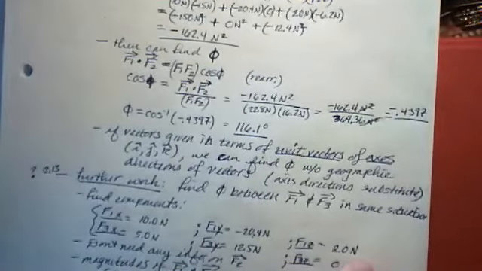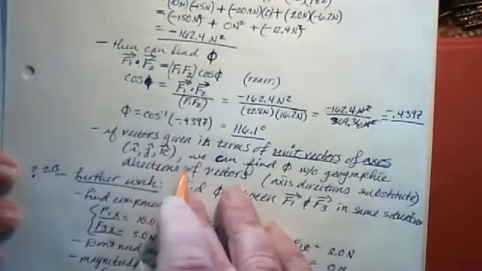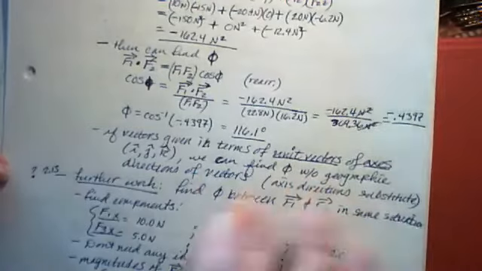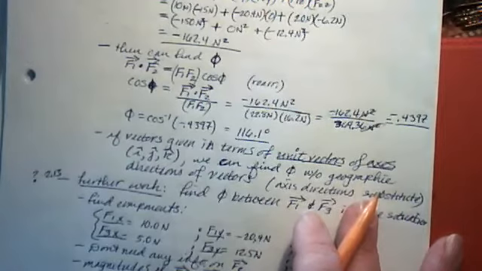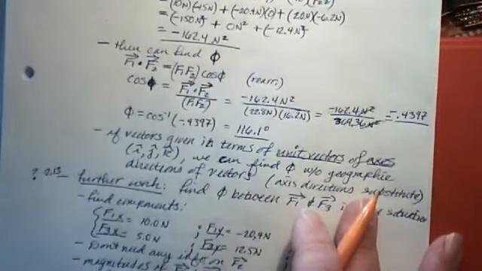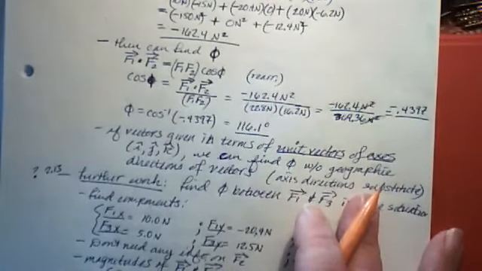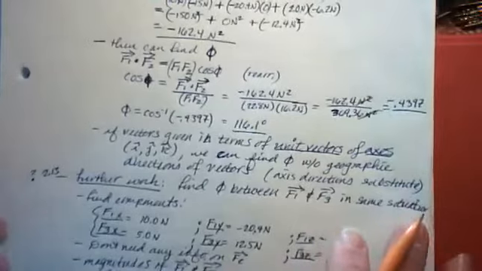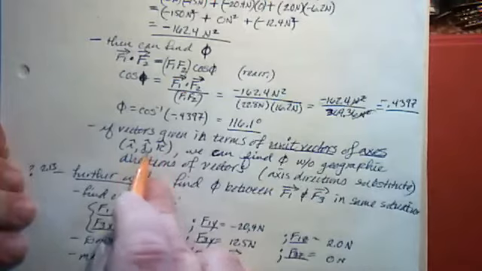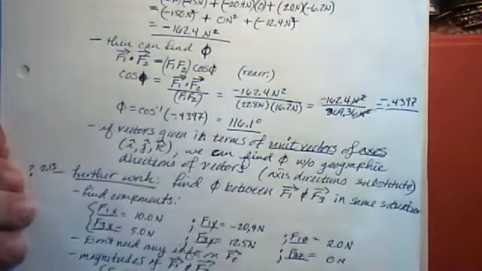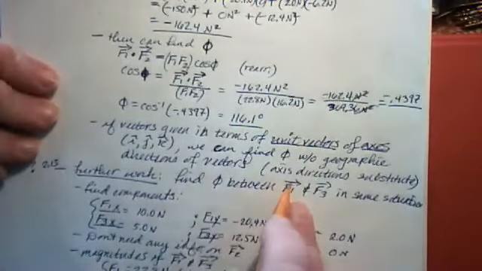If the vectors are given in terms of unit vectors of axes, then we can actually find the angle without any kind of geographic directions. In the last dog problem we had, they were saying that this dog was pulling with this much force to the east, and this dog was pulling to the southwest, and that kind of thing. But I, J, and K give directions also. So you can substitute I, J, and K for north, south, east, and west just as well.